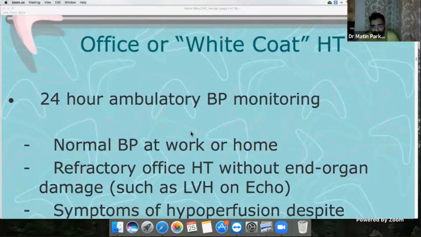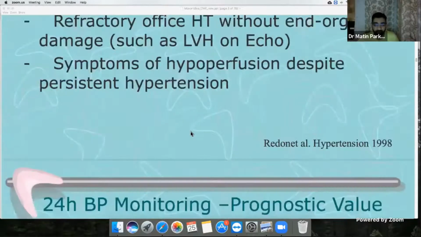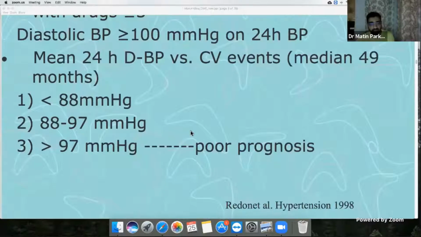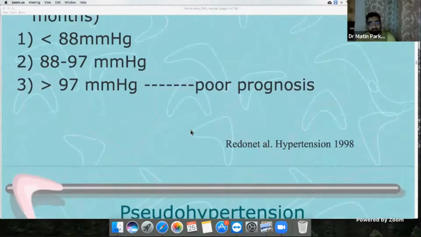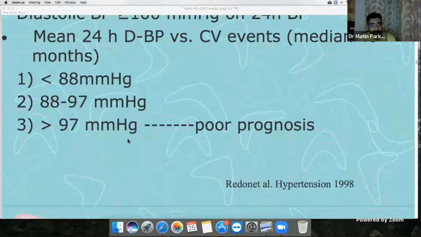Or whenever a patient comes to hospital, a nurse or any other attendant can take the blood pressure instead of a doctor. So 24 hours BP monitoring can give good prognostication, it can diagnose white coat hypertension.